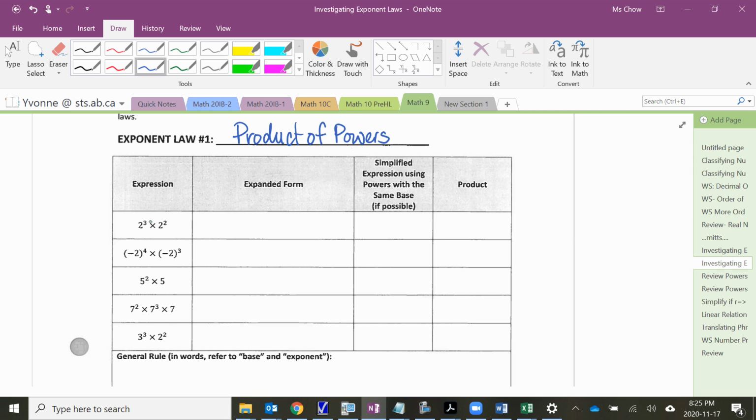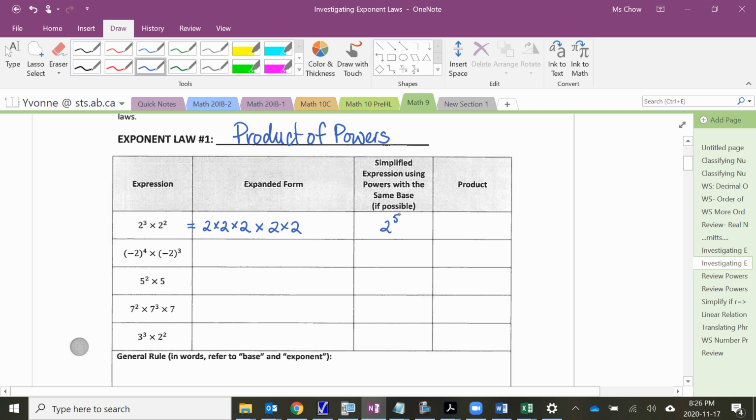So expanded form. So think about, what does 2 cubed actually mean? Well, 2 cubed is 2 times 2 times 2, and times 2 squared is 2 times 2. So when you take a look at that, how can we rewrite that as a power? So you can see that we've got 5 2's being multiplied by itself, and so it makes sense that it is 2 to the 5th.